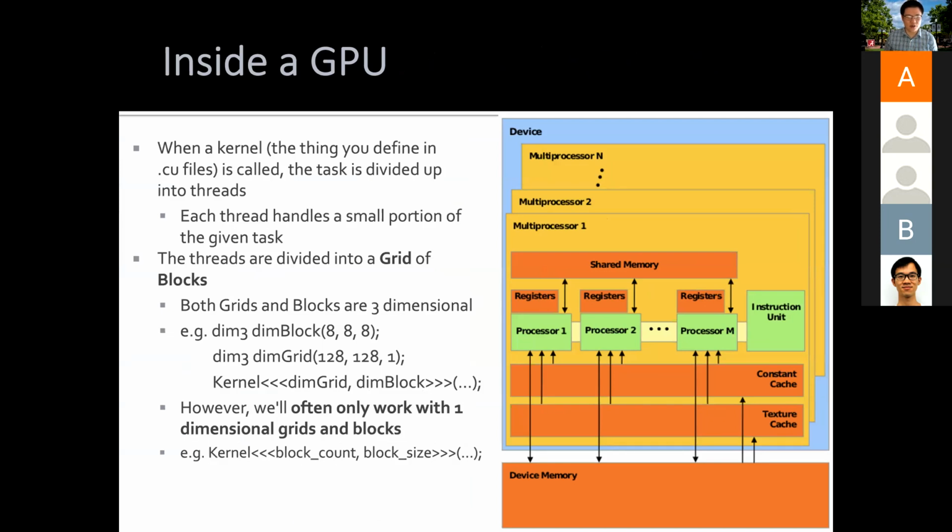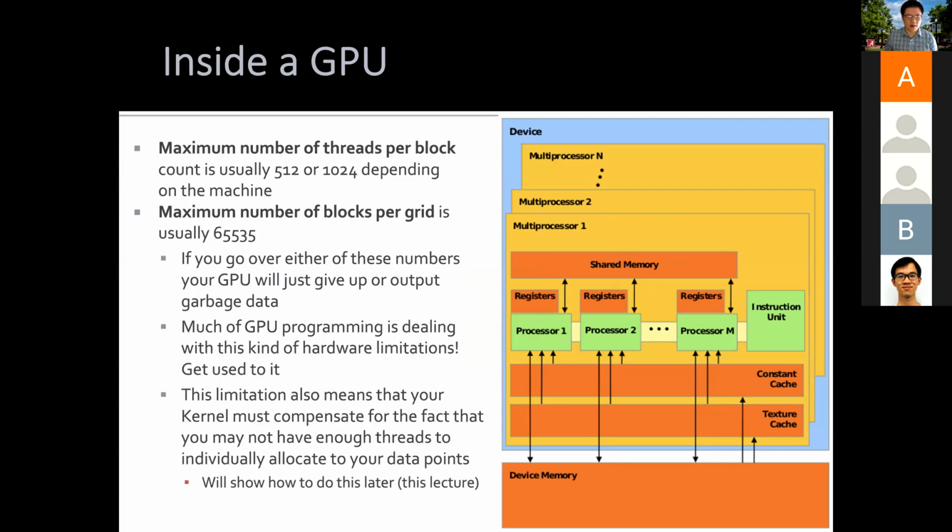And for each kernel, the task will be divided into threads and grid blocks. I have already introduced this. And here is the important thing: for each grid and each block, there is a maximum number of threads you can launch. That will cause some problems if you don't pay attention to this.